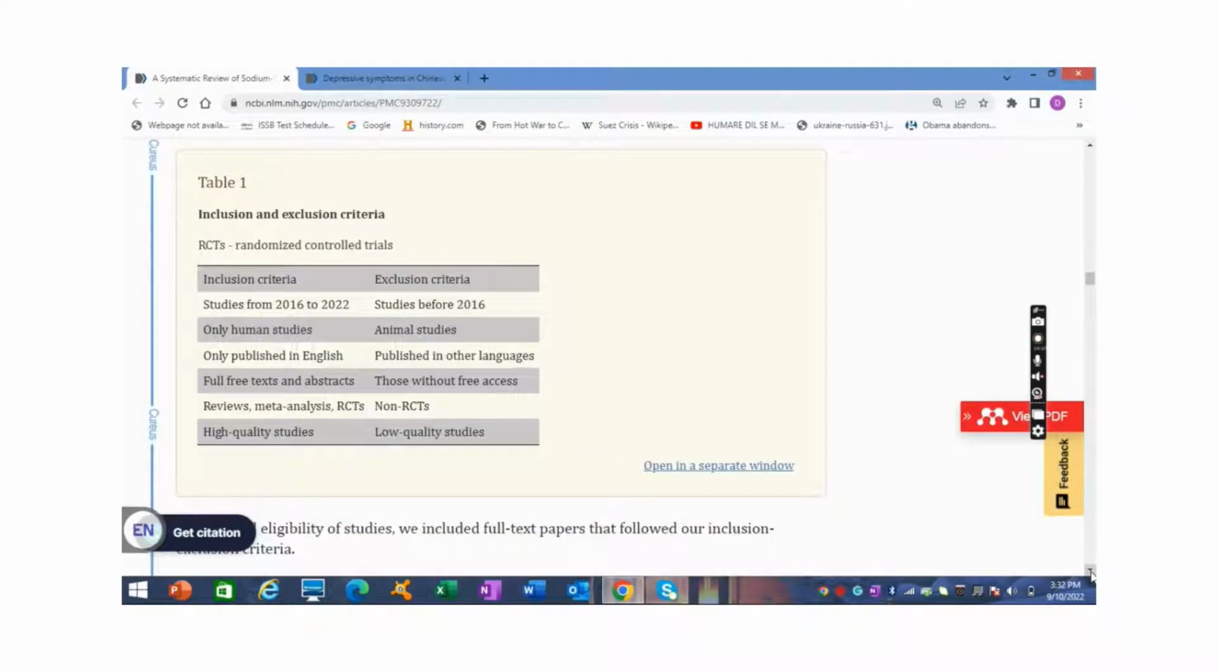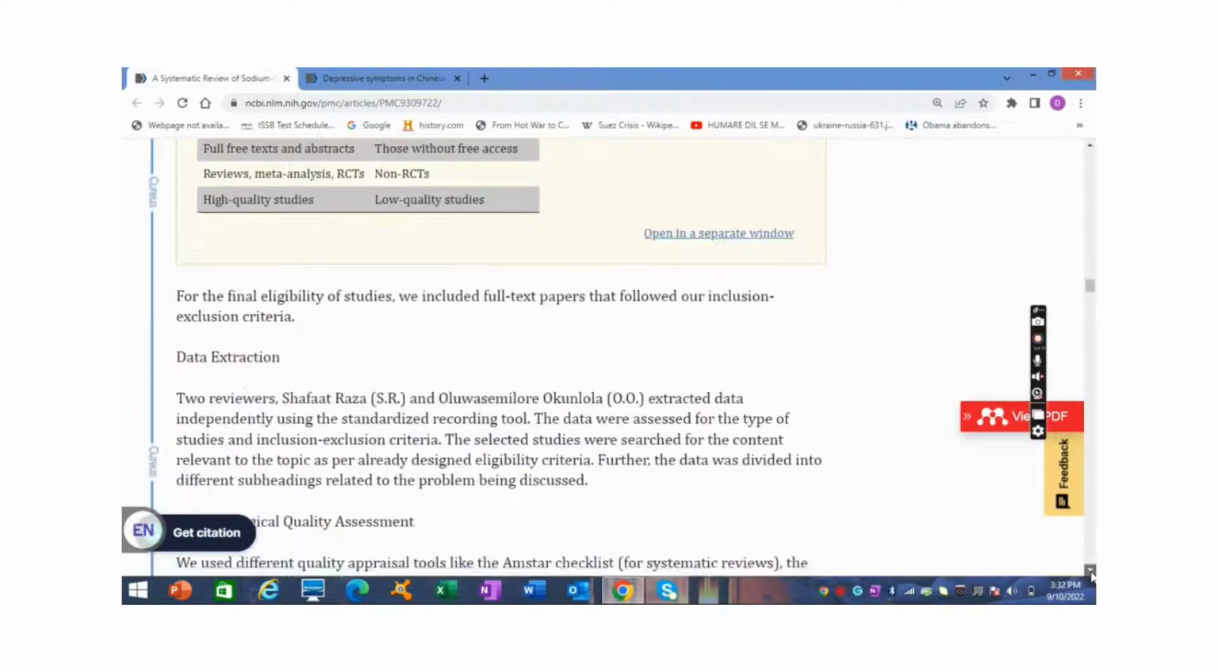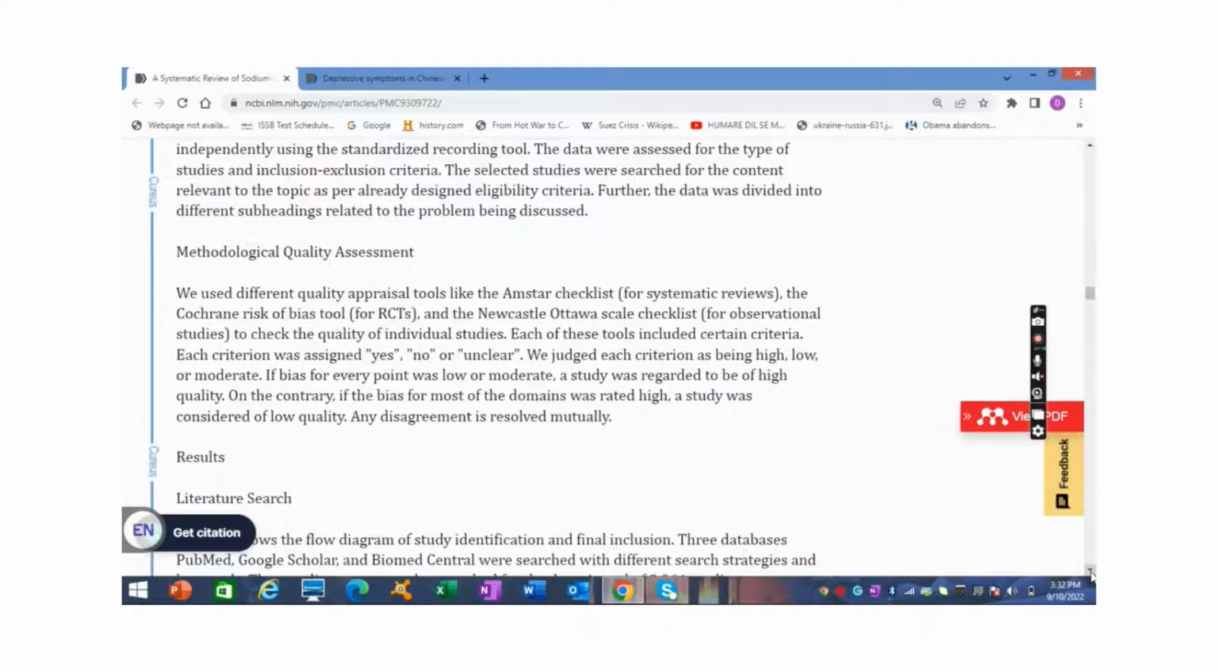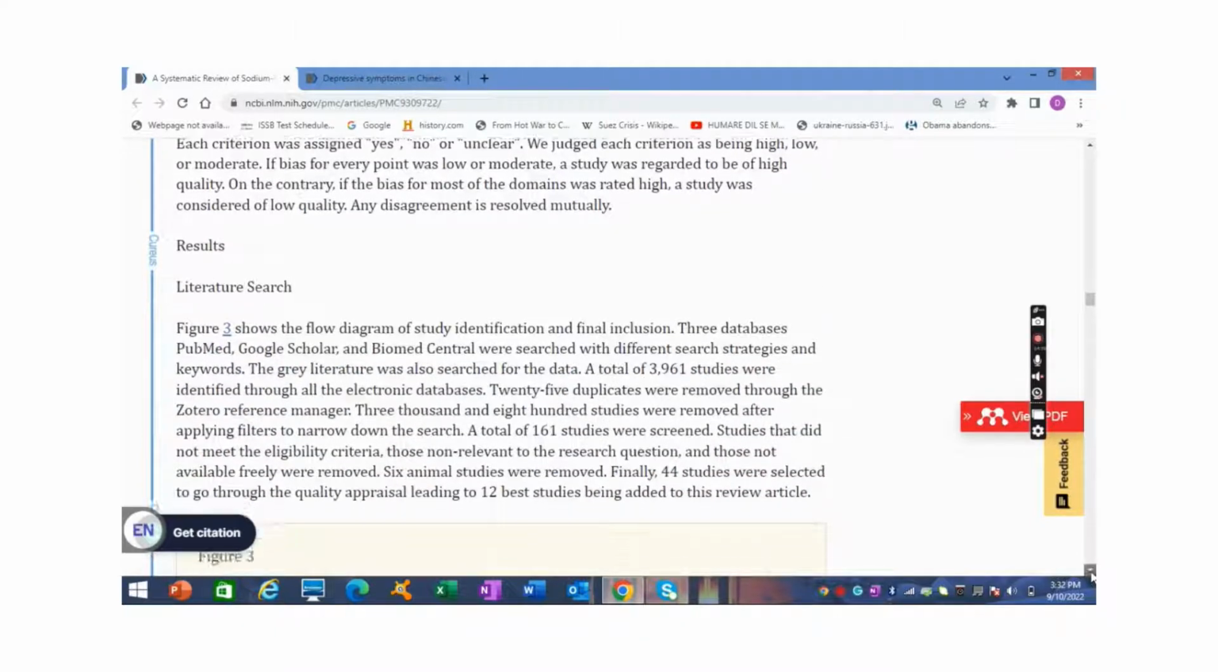This is the method. I'm continuing my method. I am describing my method to my readers, that how did I conduct the study. Now it is data extraction, methodological quality assessment. These are different things. You will understand these things hopefully when you will get involved in this method.